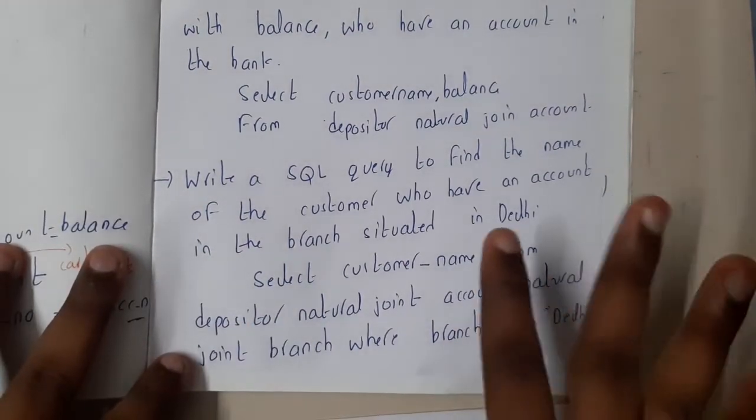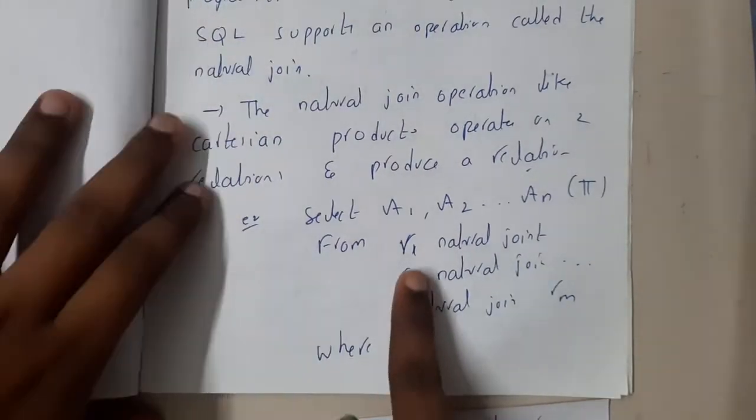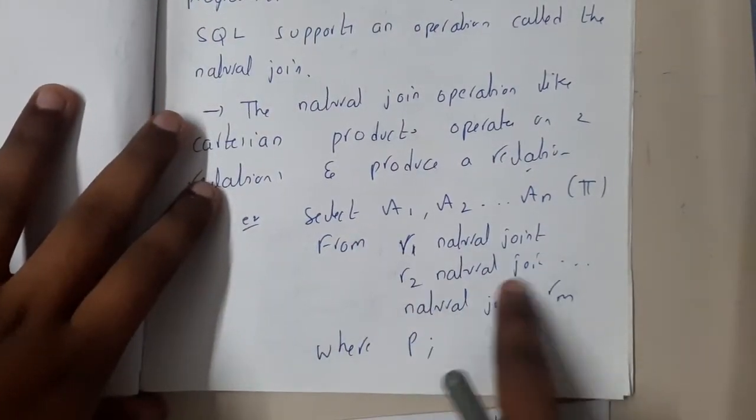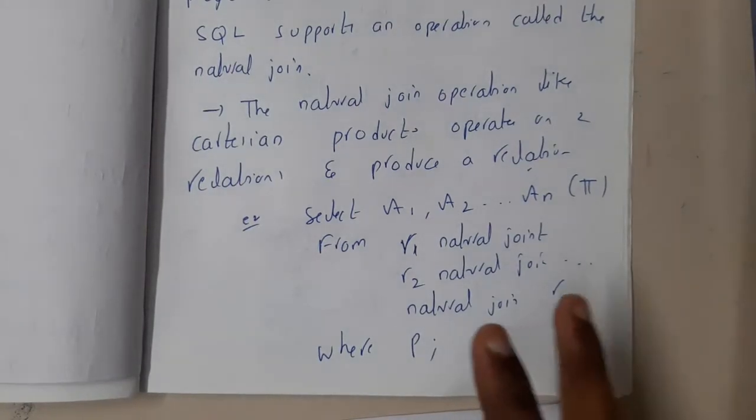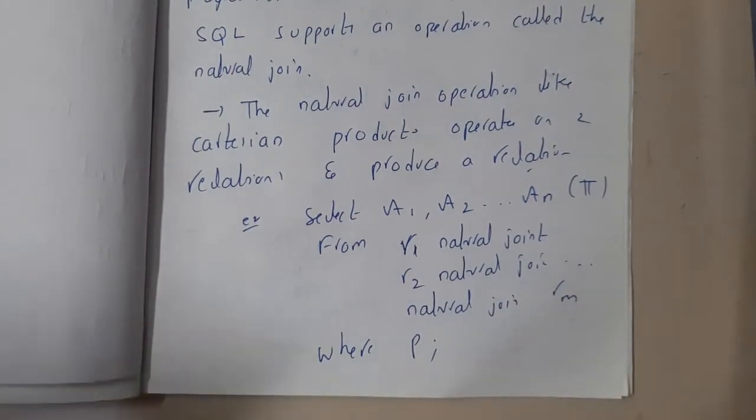Even for 3 tables, 4 tables, you can perform it, guys. In this way, R1 natural join R2 natural join R3, and so on. Got it? Now I hope everyone got an idea about natural join.